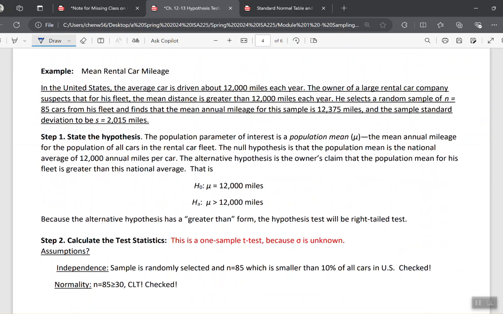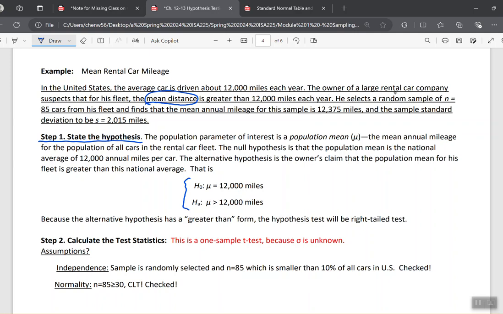To start our hypothesis, we say step 1, state the hypothesis. The hypothesis should be in a pair of null hypothesis and alternative hypothesis. And what do we need to test here? We want to test about the mean distance. And then what is our claim?